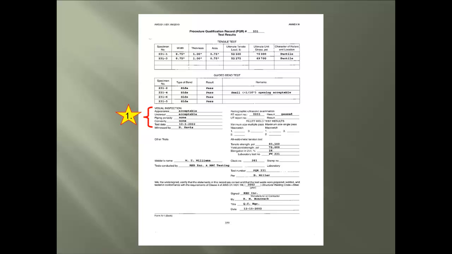With star number 1, we see the visual inspection line items of appearance, undercut, piping porosity, convexity, the actual visual test date, which could be different from the destructive tensile and bend tests, and lastly, who actually performed the visual inspection.